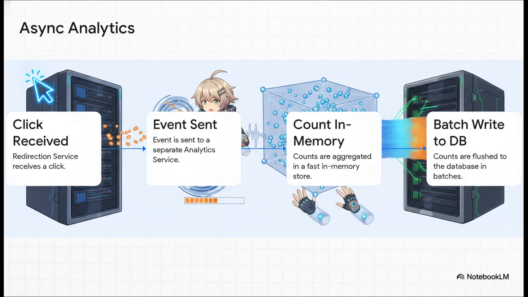Then we have a completely separate analytics service that's just listening to that queue. It gathers up all those clicks, counts them in memory, and then only once in a while, say every minute, it writes the grand total to the database in one big batch. This shields our main database from that crazy storm of writes.